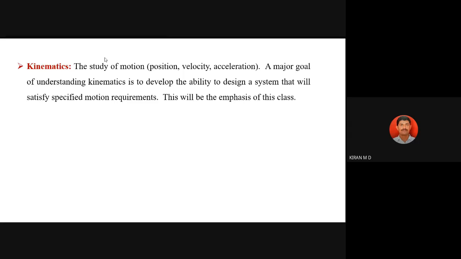Static means the components don't have relative motion to each other. Examples are structures. Structure components don't have relative motion to each other; they only transfer forces, they won't transfer any motion. Examples: bridges, buildings, even a lathe bed, which are supporting devices. In class also explained.